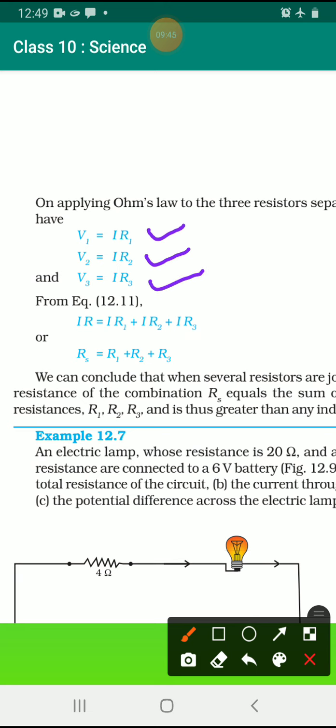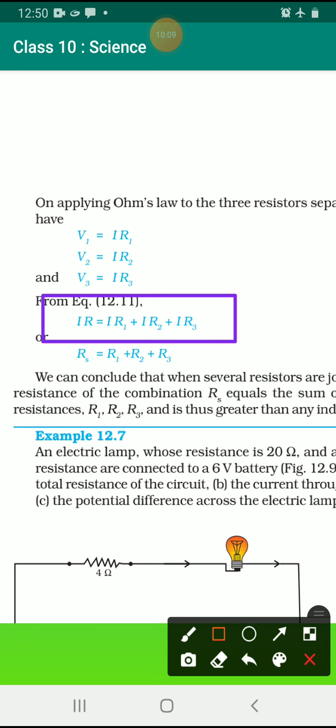So from the equations we need to add all of them. IR is nothing but V, the total V. Total V is equal to IR1 plus IR2 plus IR3. Got it? This is very important, children. Try to understand this: IR1 plus IR2 plus IR3.